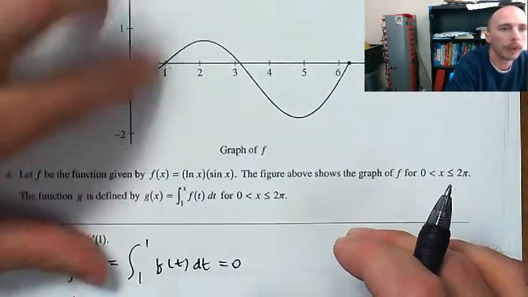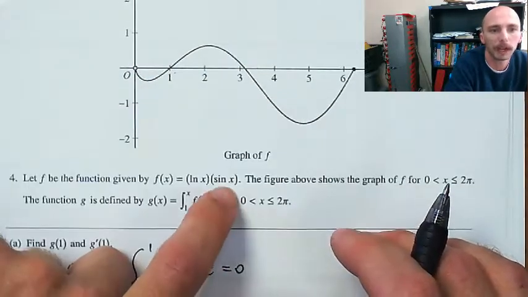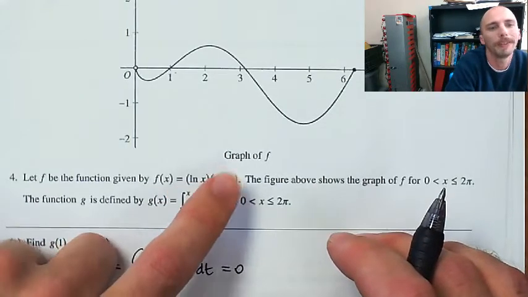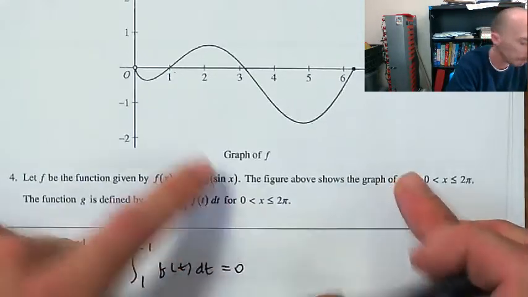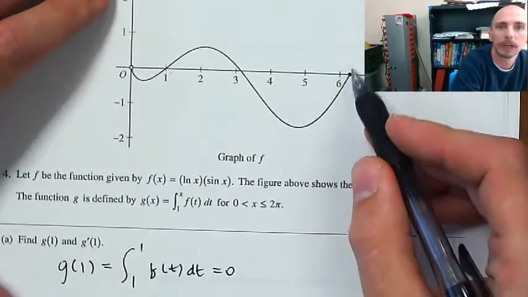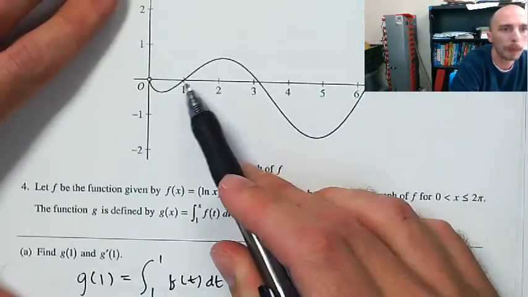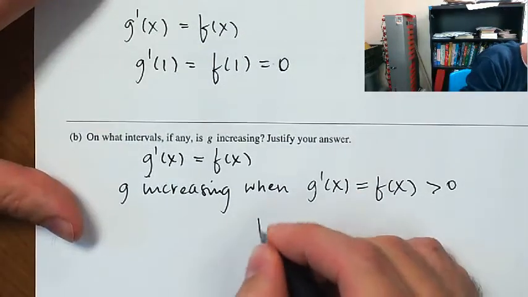All right, and so that's going to be between 1 and, that's not 3, that's going to be pi, right? Because the sine of pi is 0. So the zeros of f are going to be the zeros of log, which is only x equals 1, and the zeros of sine, which is going to be x equals 0, pi, 2 pi, 3 pi, 4 pi, and so on. Okay. So it looks like to me it's going to be from 1 to pi.